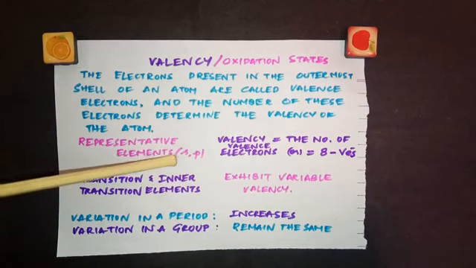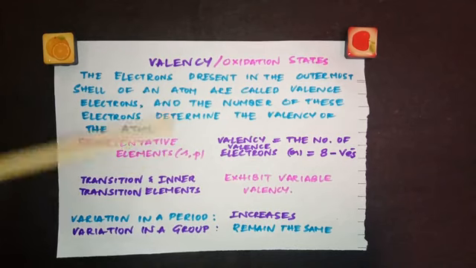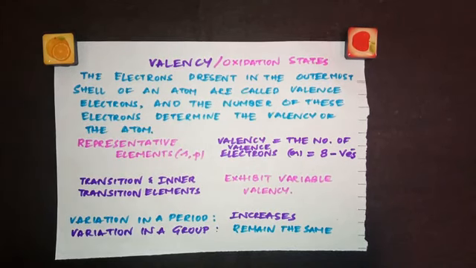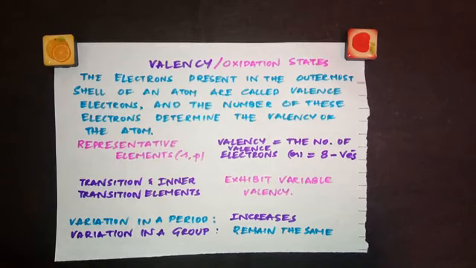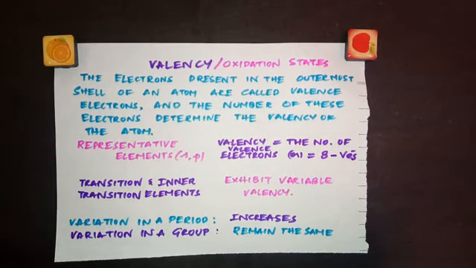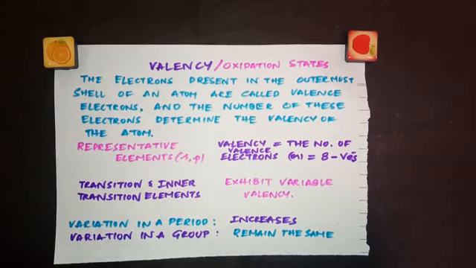So for representative elements, what is the valency? The valency of a particular element, which means an atom, will be equal to the number of valence electrons, or 8 minus the number of valence electrons. That will be the valency of representative elements, which mean S and P block elements.